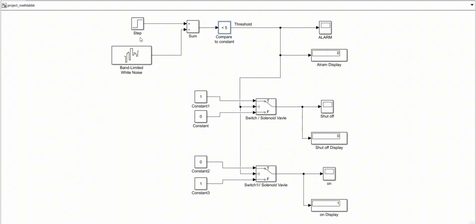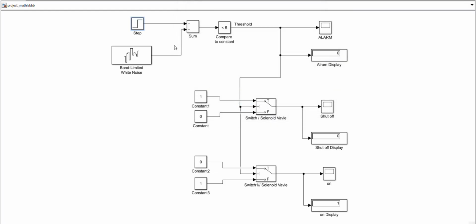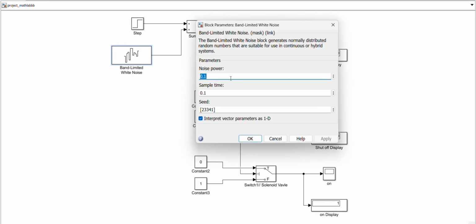So this simulation shows how the system responds to gas level. First, we have the step block. This is where the input is set. It starts at 0, which means the gas level is safe at the beginning. Then at 5 seconds, the value suddenly changed to 8, which simulates a gas leak.